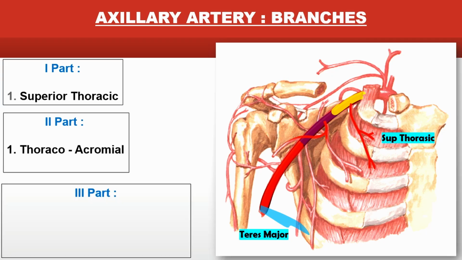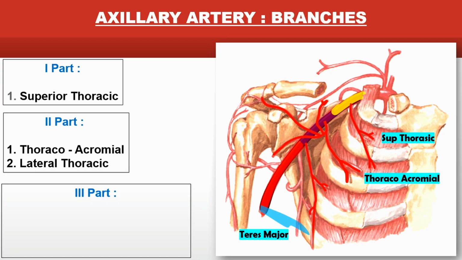This is the second part. We have removed the pectoralis minor. We have reflected it and only this second part is exposed here. Two branches are coming out from this part. Part 2 has thoracoacromial and lateral thoracic branches. So you can see now this branch comes out from the second part. It further divides into two terminals. One is going towards the thorax, the other is going towards the acromion process. Then again you have the third branch which is your lateral thoracic.